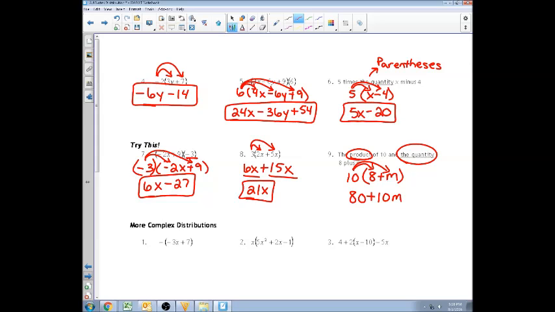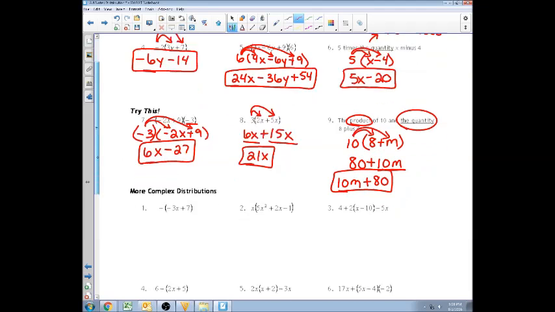Now remember when we were talking about standard form, we want to write this in descending order. The 10m has a variable. That means that it's higher up the food chain kind of situation. So it's actually going to be larger for the descending order portion of what we were talking about with standard form. So it would be 10m plus 80 to write it in standard form. That will come in handy much later. Just get used to doing it now.